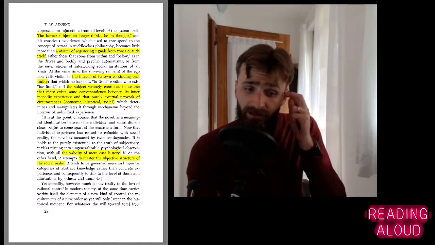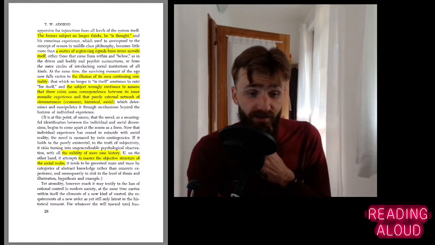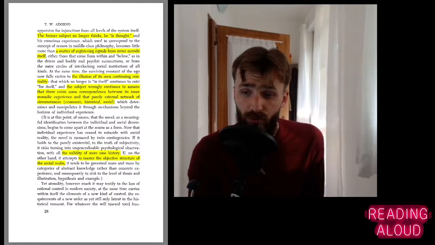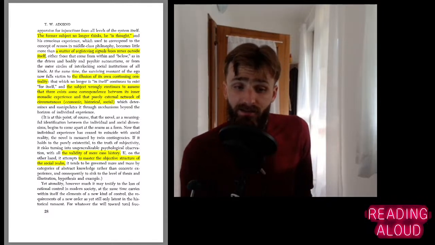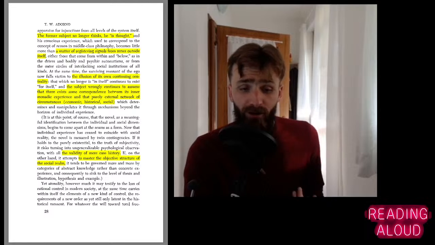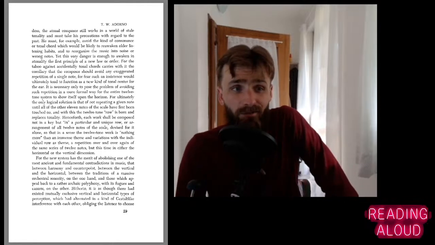Yet atonality, however much it may testify to the loss of rational control in modern society, at the same time carries within itself the elements of a new kind of control, the requirements of a new order as yet still only latent in the historical moment. For whatever the will towards total freedom, the atonal composer still works in a world of stale tonality and must take his precautions with regard to the past.